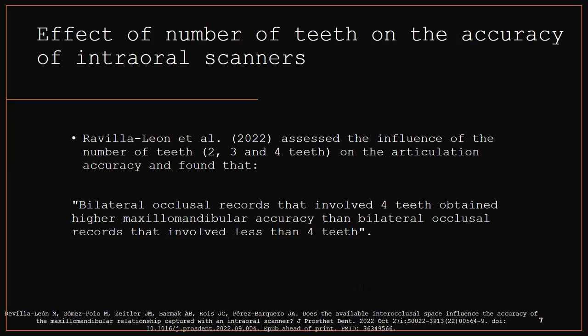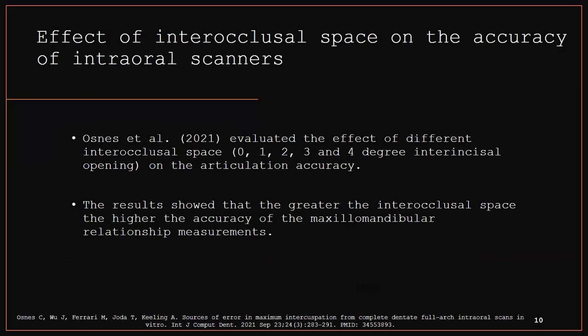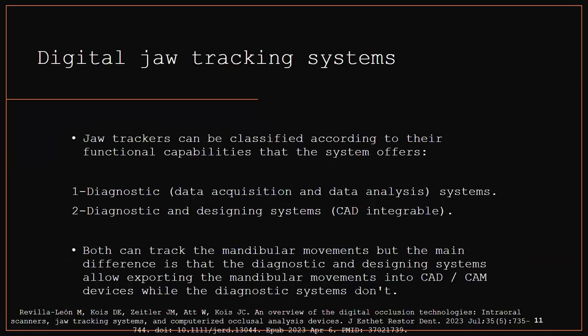The effect of number of teeth on accuracy and the scanners, we were talking about the scanners, you talked about the periodontal ligament plasticity. I love this work here. You talked about how they solved it in one way, and you talked about the accuracy of the scanners.